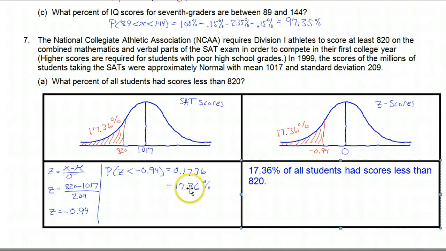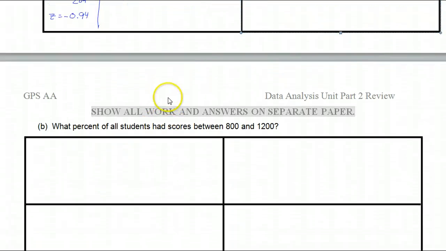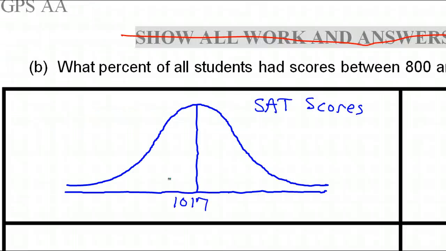All right, now let's move on to part B. We're still dealing with the same scenario. Ignore this bit about showing work on other paper. What percent of all students had scores between 800 and 1200? Again, we need to draw our graphs next.